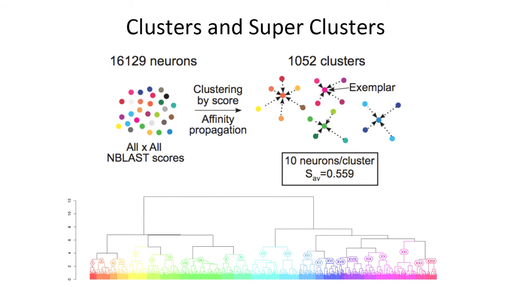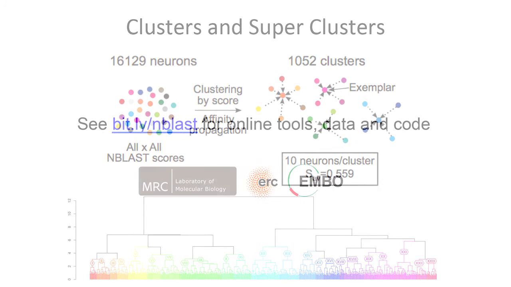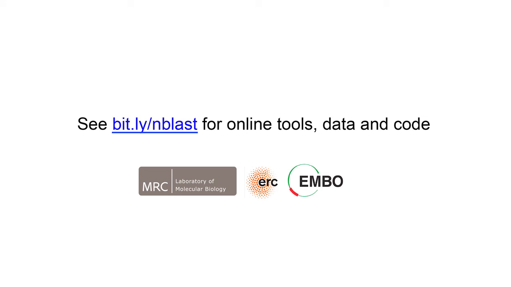NBLAST scores can be used to organize large data sets of neurons, and this is becoming more and more necessary as the volume of image data increases. In this case, we divided the whole of the fly circuit data set using a clustering method into 1,052 groups of similar neurons. What we found was that many of these clusters corresponded to neuron types, and this indicates that this type of approach might be useful to define what a neuron type is and as a starting point for further work. If you'd like to know more about NBLAST examples, code, or data, just go onto our NBLAST site.